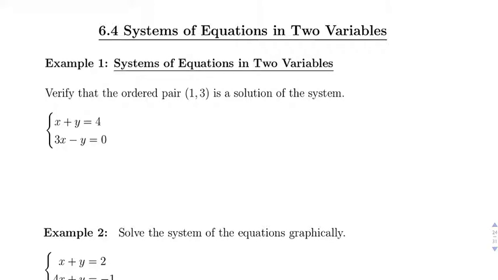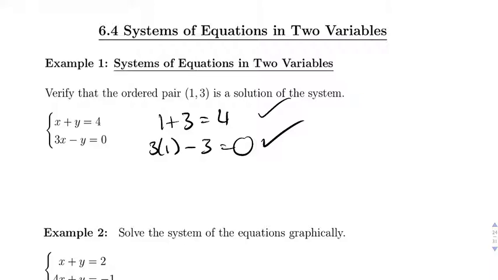So in example 1, we want to verify that the ordered pair (1, 3) is a solution. In order for it to be a solution, when we plug it into either equation, it should work. So we say 1 plus 3 is 4, and then 3 times 1 minus 3 is 0. So it checks out in both equations. So that means this ordered pair is the solution of this system.